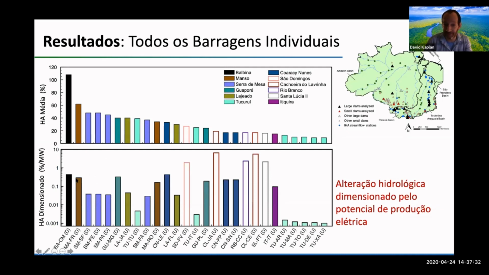Manso Dam and Balbina about equilibrate, but perhaps more important than that, I'll note the log scale on the y-axis. All these small dams with relatively low alteration of the hydro regime, when scaled by their production capacity, are an order of magnitude sometimes higher than their compatriot large dams. And so we see that as a potential place to focus future attention. Oh, so those are the PCHs.